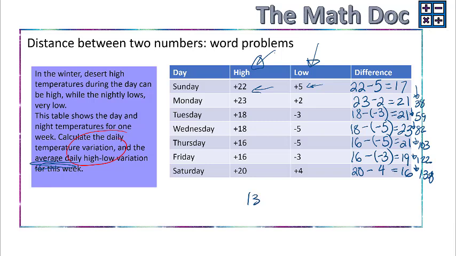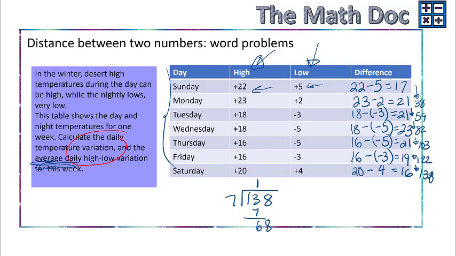Now 138 divided by 7, right? Because we have 7 days here in this week, obviously. Okay, 7 goes into 1 0 times, but into 13 it goes 1 time. 1 times 7 is 7. 13 take away 7 is 6. Let's bring down our 8.